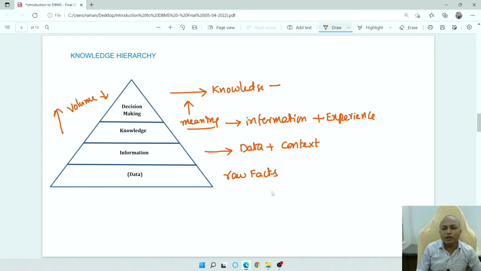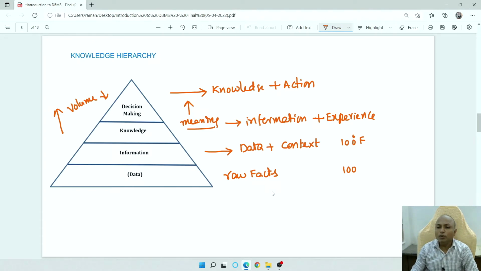Knowledge plus action, you can call it decision making. Here we will see raw facts. Raw facts is nothing but something like 100. There is no meaning. If you specify 100 degrees Fahrenheit, then you can say that is the body temperature of a patient.